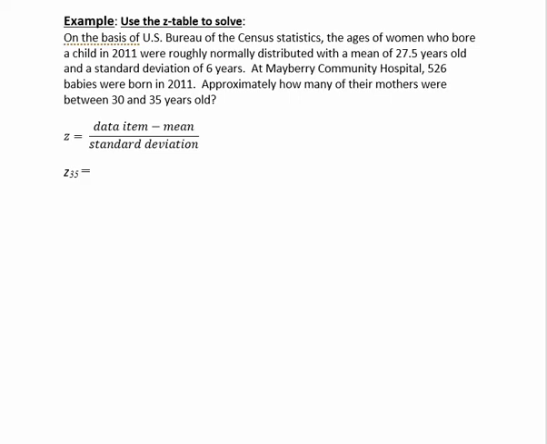So data item 35. The mean is 27.5, and the standard deviation is 6. Filling in the numbers from the problem, we get 35 minus 27.5 divided by 6, and subtracting on the top gives us 7.5 divided by 6. Dividing on a calculator, we get exactly 1.25.